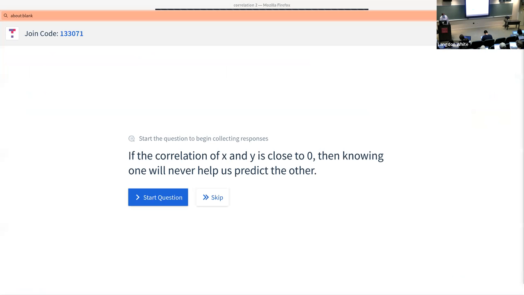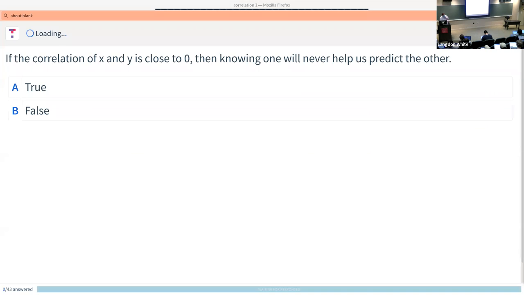All right, another correlation question. If the correlation of X and Y is close to zero, then knowing one will never help us predict the other.